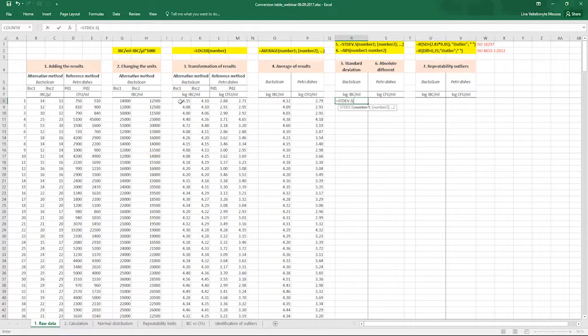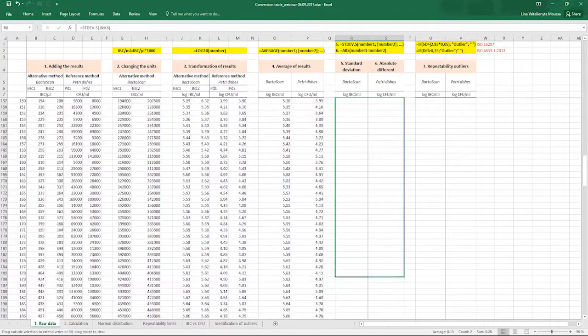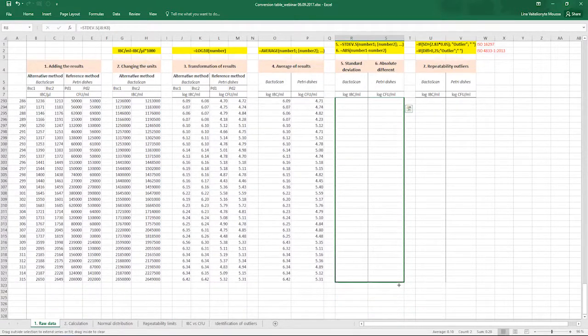and then marking the two data from BactoScan logarithmic transformed, whereas for Petri dishes we are choosing absolute difference, first replicate minus second replicate. So here we got standard deviation for BactoScan data and absolute difference for Petri dishes data. Mark both cells and drag it down to do calculations for the rest of the data.